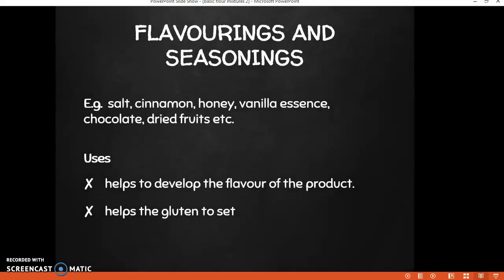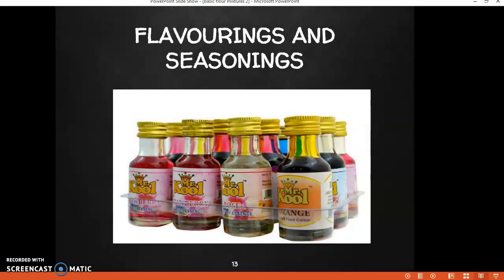Then we have flavorings and seasonings. These include salt, cinnamon, honey, vanilla essence, strawberry essence, turmeric, chocolate, dried fruits, just to mention a few. What are the functions of flavorings and seasonings? They help to develop the flavor of the product. They also help the gluten to set. They act as food for the yeast to grow during fermentation. These are pictures of some flavorings.